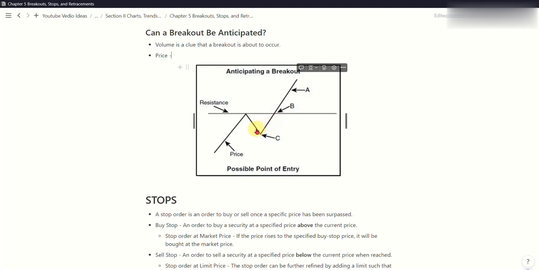So C is an opportunity for us to enter, but there are risks involved. The price need not turn upwards. If it continues downwards, it's a risk for us. So how to prevent the risk? We should have stops. What is stops? We'll be explaining in the coming section.